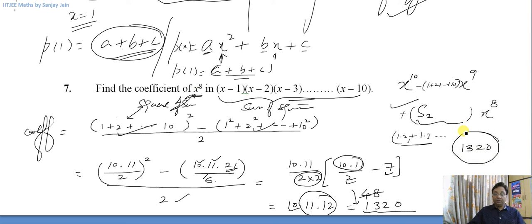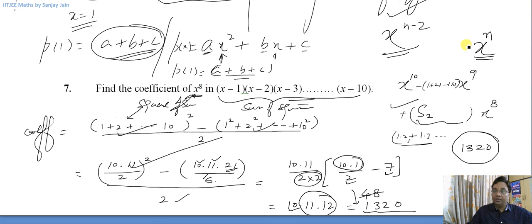Alright, I hope you now know how to use this algorithm to find the coefficient of x raised to power n minus 2, where the degree of the polynomial is n, that is, the highest degree term is x raised to power n.